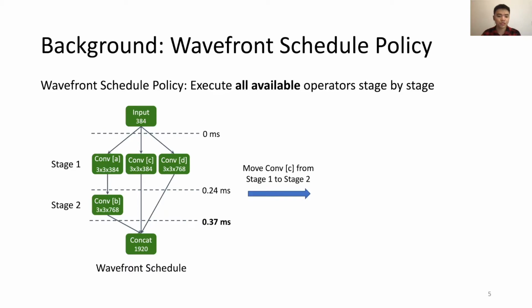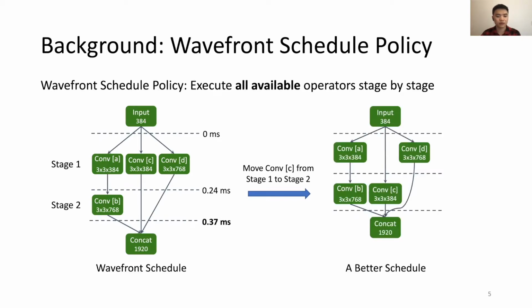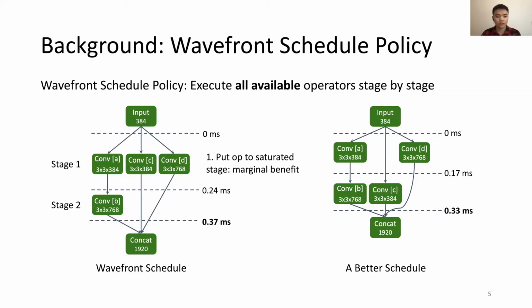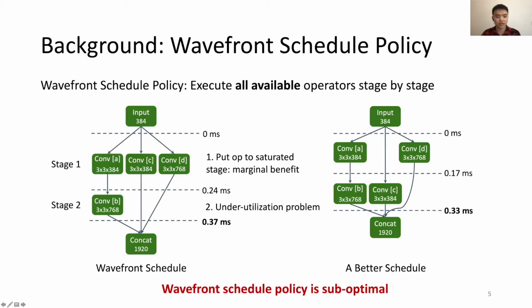However, if we move the convolution C from the first stage to the second stage, we can get a better schedule, which takes 0.33 milliseconds. There are two reasons for the speedup. First, we can only get a marginal benefit when we put an operator to a stage that has already saturated the device. Second, when we put more operators to front stages, the later stages would suffer from an underutilization problem due to fewer operators. This gives us an example of why the wavefront schedule policy is suboptimal.